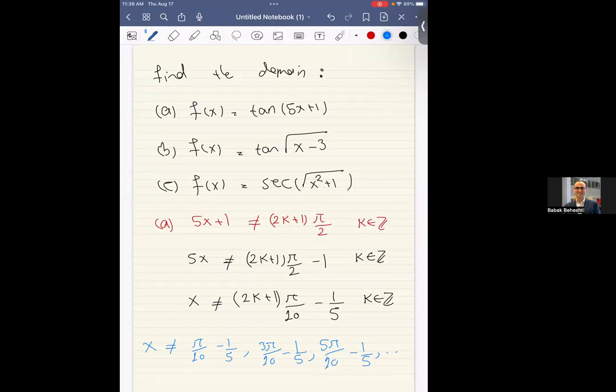Now do B, and be careful that here x cannot be less than 3. So there are two restrictions. X must be greater than or equal to 3, and this square root cannot be equal to odd multiples of pi half.